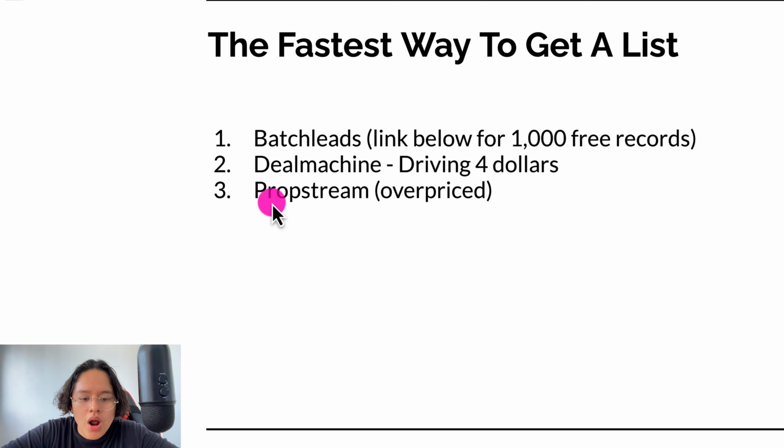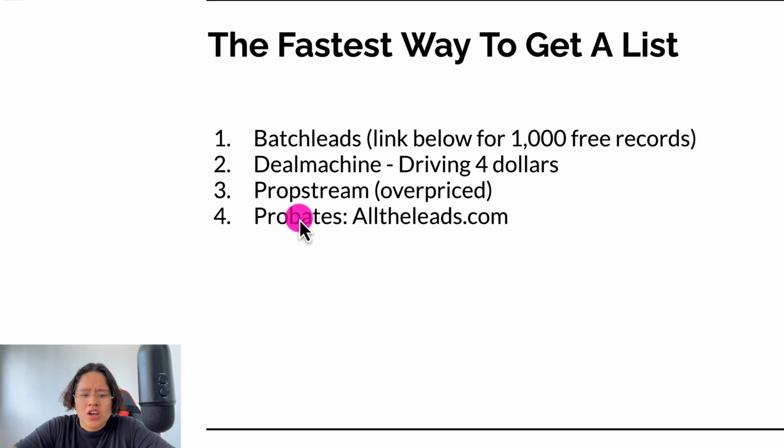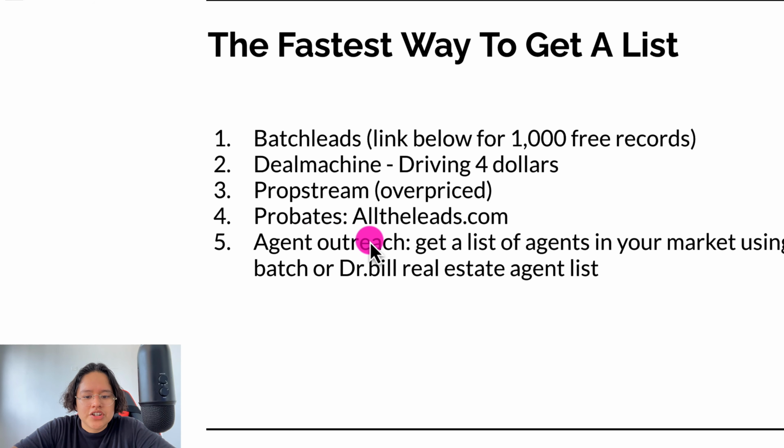Now let's go over to PropStream. Now PropStream is overpriced. I really would not recommend PropStream. Probates, you can go to alltheleads.com to get some probates. And then agent list, you can get a list of agents in your market using Batch or the Dr. Bill Real Estate Agent list, which obviously Batch is going to give you if you have a subscription plan, whereas Dr. Bill is going to cost you a couple hundred, so Batch is way cheaper.